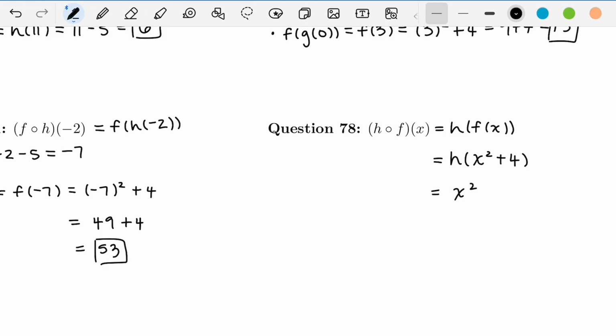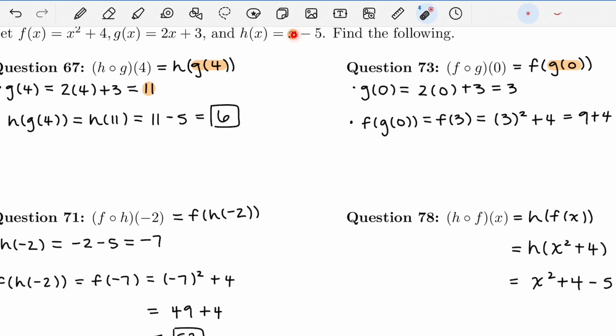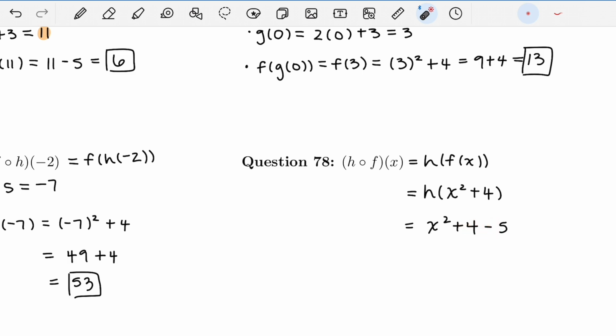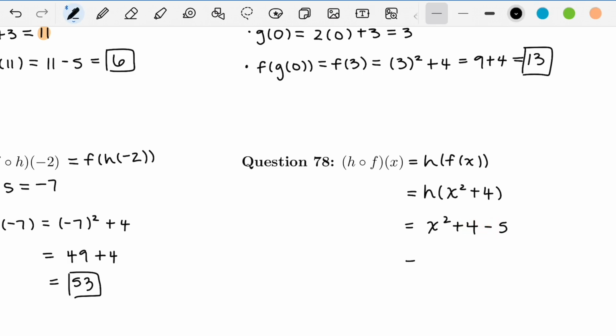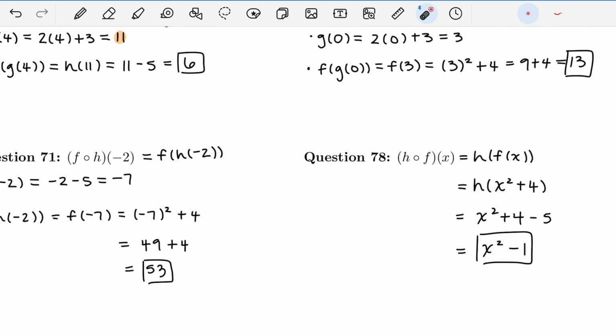This gives us x squared plus 4 minus 5. Again, just plugging in x squared plus 4 into this x here. And then we still have this minus 5 on the side. So simplifying this, we're going to get x squared minus 1. So the value of our polynomial function h evaluated at the polynomial function f of x is equal to x squared minus 1. All right, so that'll be it for this video.